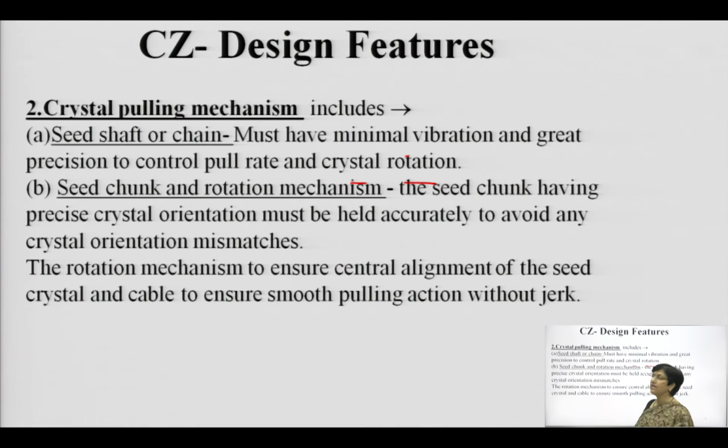The second aspect of design considers the crystal pulling mechanism of this particular CZ process. In this CZ process, the seed crystal which you are going to immerse into the molten silicon has to be held by a very stable system, with the chuck and pulling mechanism lifting the seed crystal at a defined or precise rate. Any jerk can damage the orientation of the crystal. So, this particular feature is very important. The system should be very stable. The chuck and the rotation.